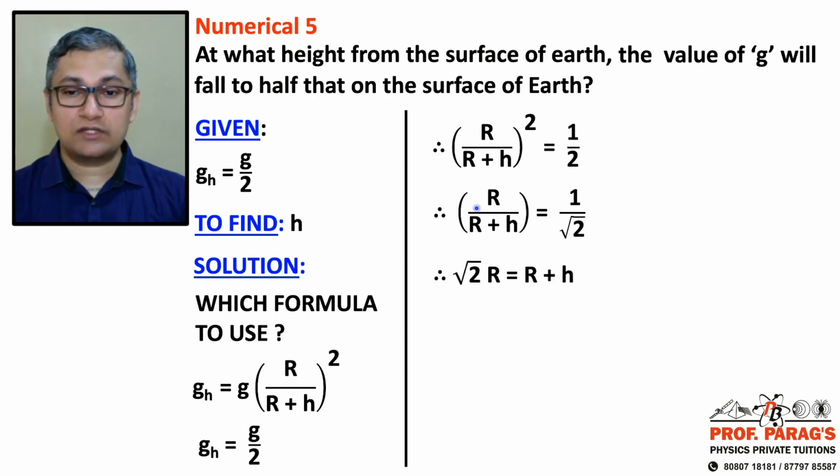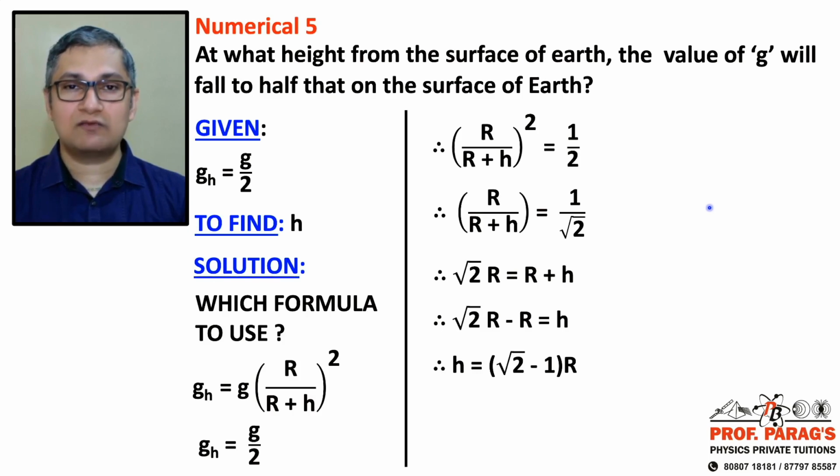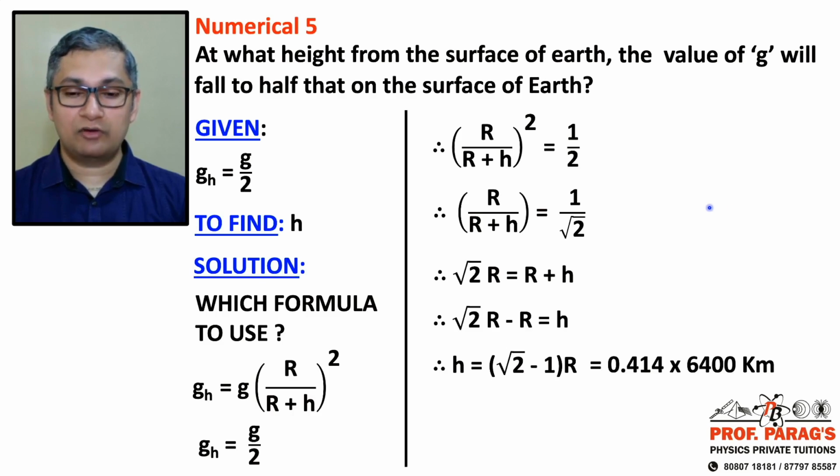Root 2 goes in the numerator, so root 2r, and r plus h from the denominator goes to the numerator, so in the RHS, r plus h. Then let's take this r in the LHS, so I will have root 2r minus r is h, or in other words, if I take r common, h is r times root 2 minus 1. What is the value of square root of 2? Square root of 2 is 1.414. Please remember this number. Minus 1 gives me 0.414.